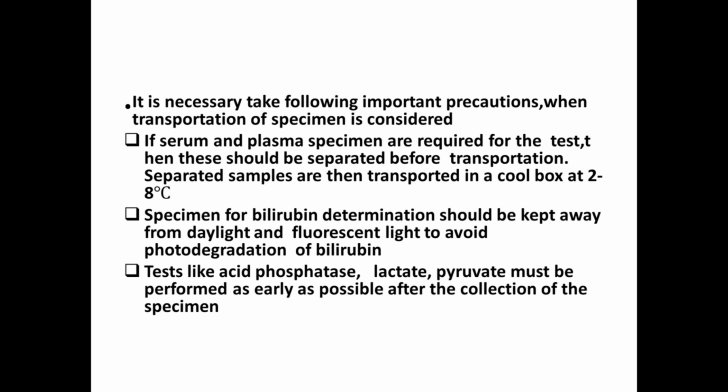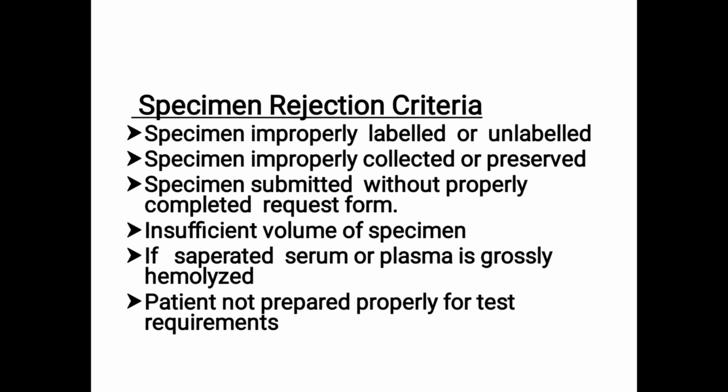So, specimen rejection criteria. There are some specimen rejection criteria. Improperly labeled or unlabeled specimens, improperly collected specimens, a half completed requisition form, insufficient volume of the specimen, a hemolyzed specimen, or a patient not properly prepared for the test, for example for OGTT, not advised not to take any drugs the previous day, all these things. So that is about specimen rejection criteria.